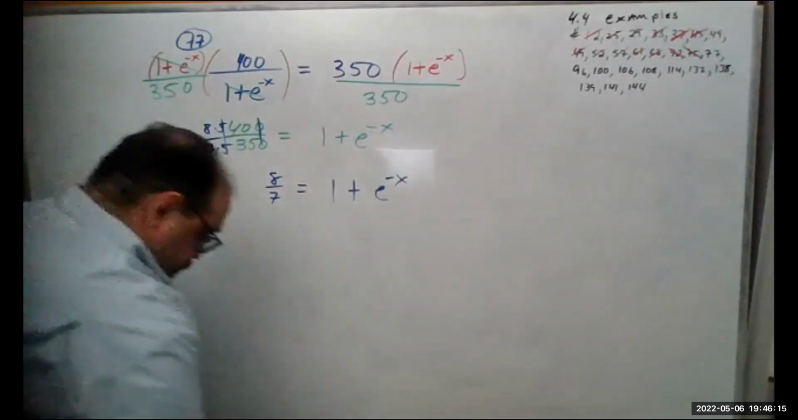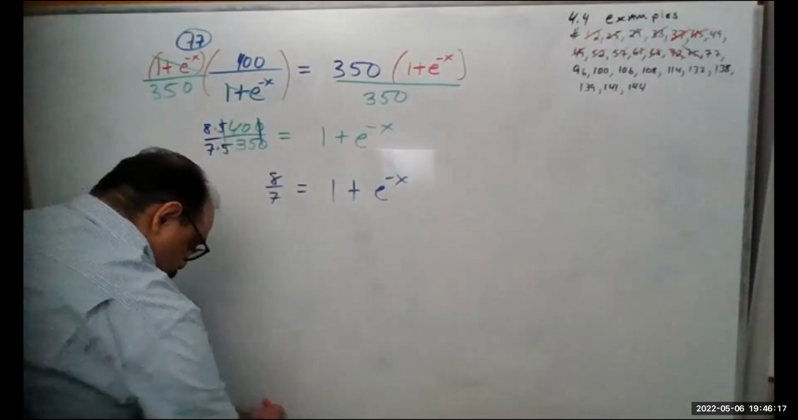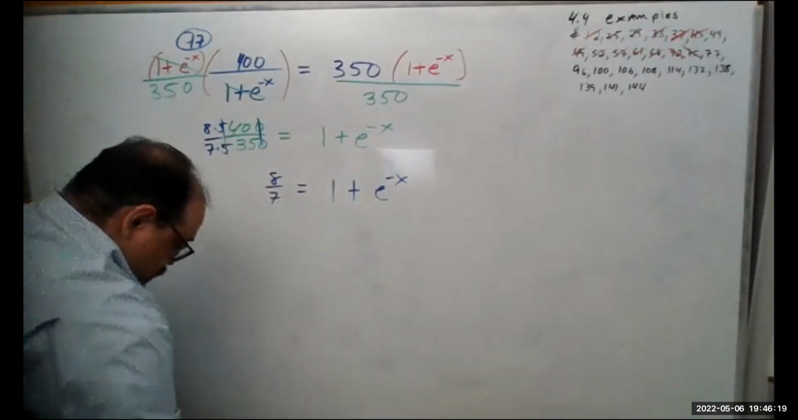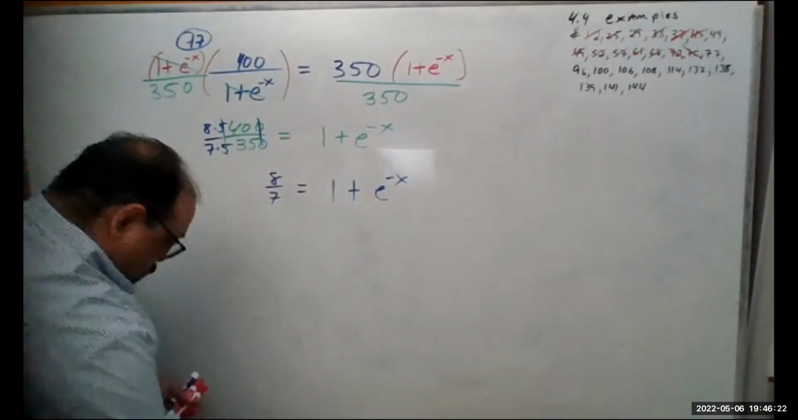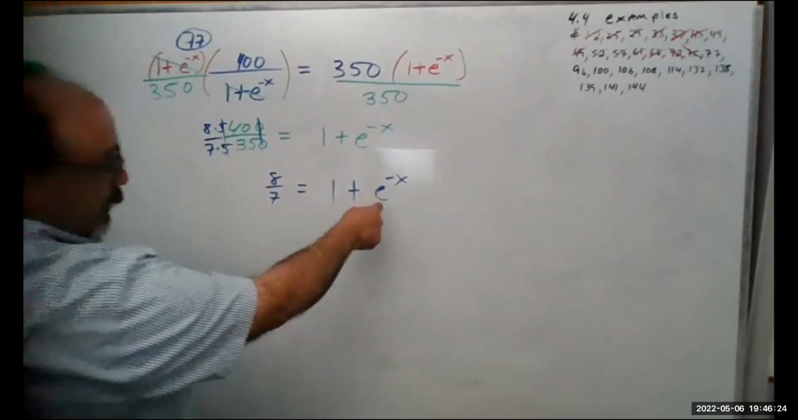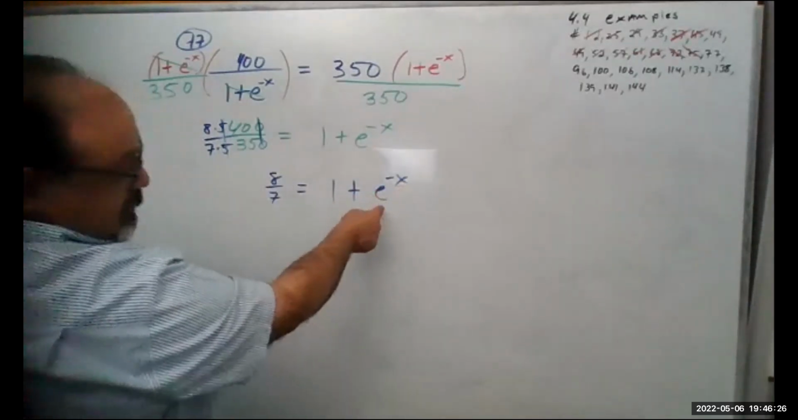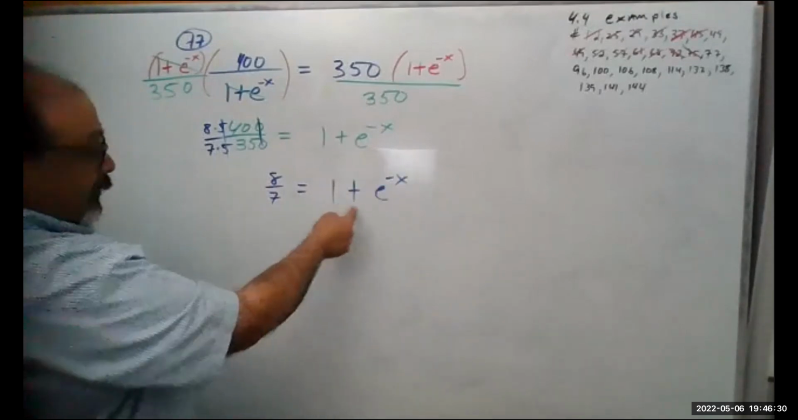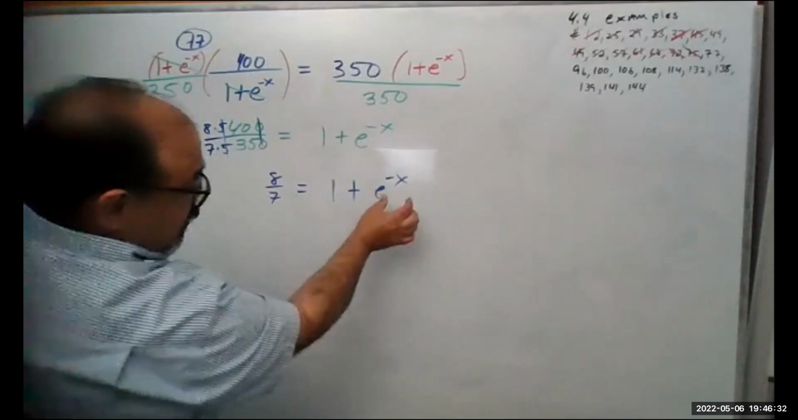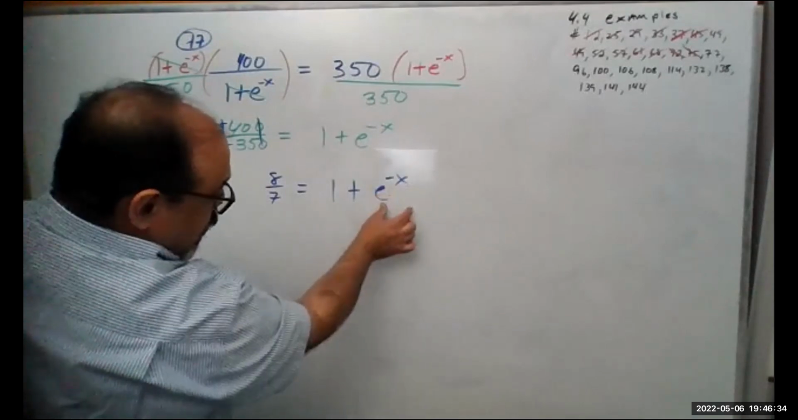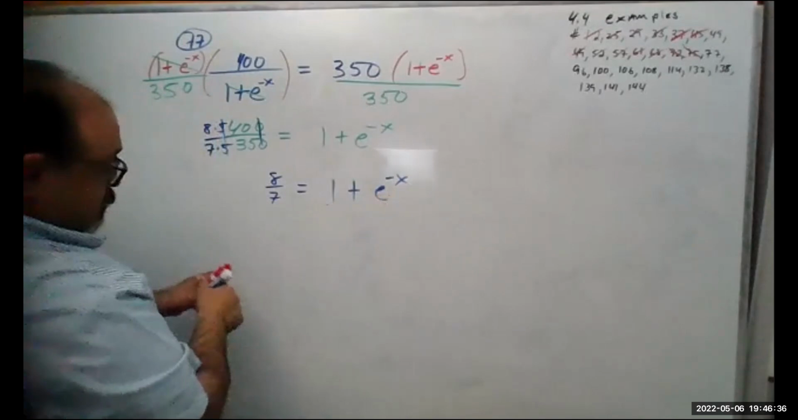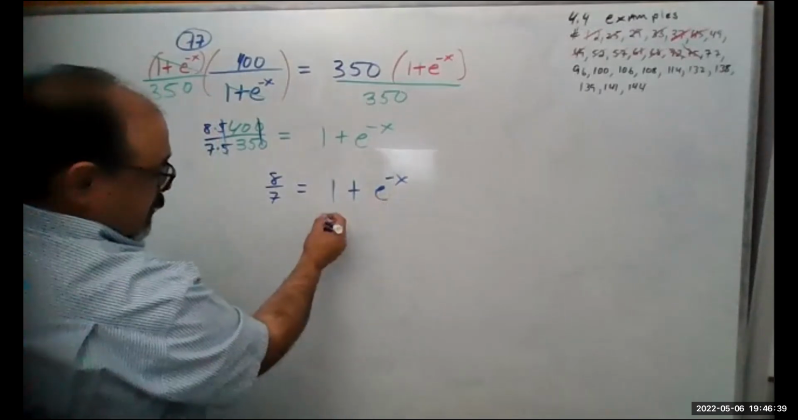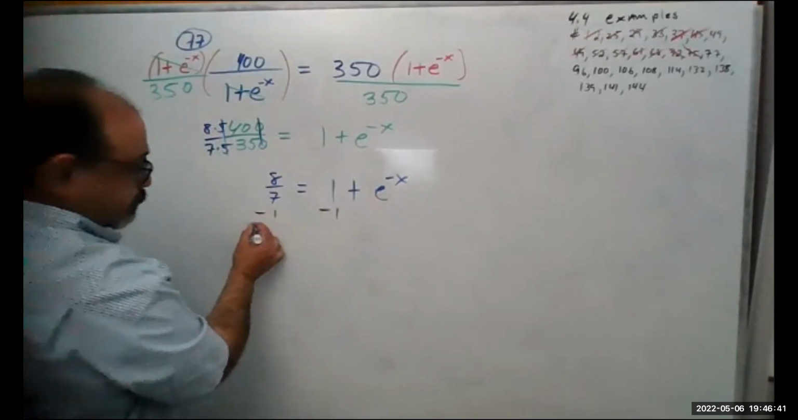Now, keep your wits about you about what you're going to have to do to solve for the x. Since it's a base e, you're going to take a natural logarithm, but not with a plus 1. You just want the e to that power by itself. Subtract 1 from both sides.